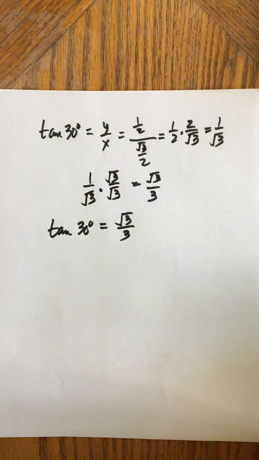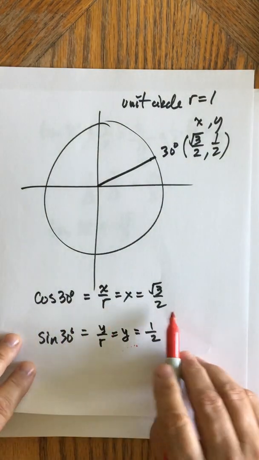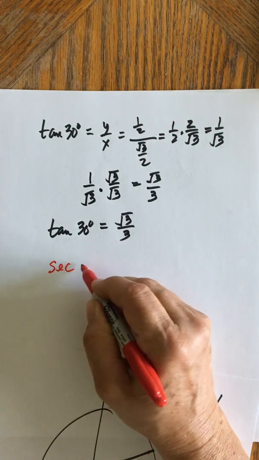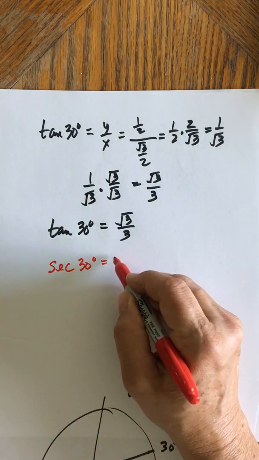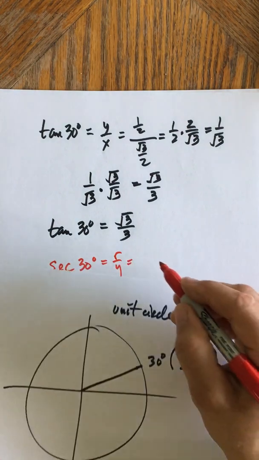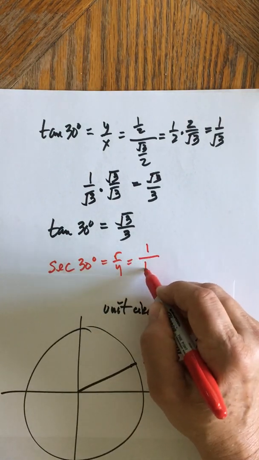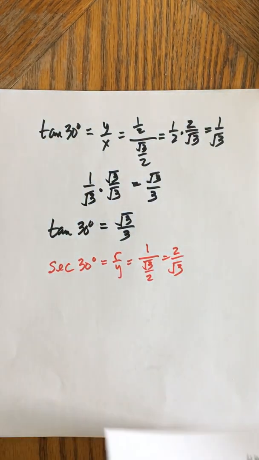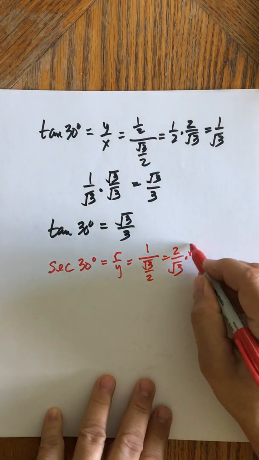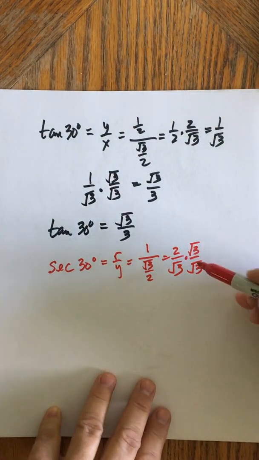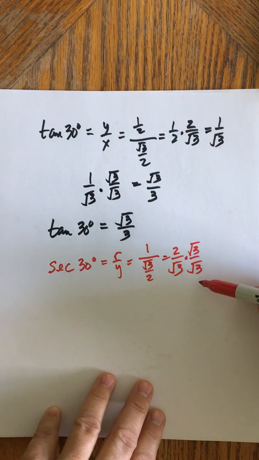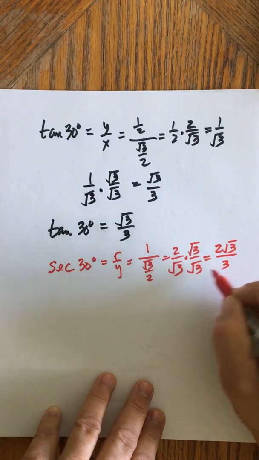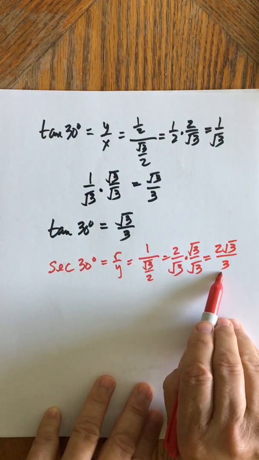Okay. So now we go to the reciprocals. All right. So let's go ahead and look at cosine. The reciprocal of cosine would be 2 over square root 3. All right. So secant of 30 degrees is r over y, which in our case is 1 over square root 3 over 2. Flip and multiply, you get 2 over square root 3. But we don't like that, so we have to rationalize the denominator by multiplying by 1 here. Square root 3 over square root 3 is 1. And now when we multiply across, we get 2 square root of 3 over 3, because the square root of 3 times square root of 3 is your 3.